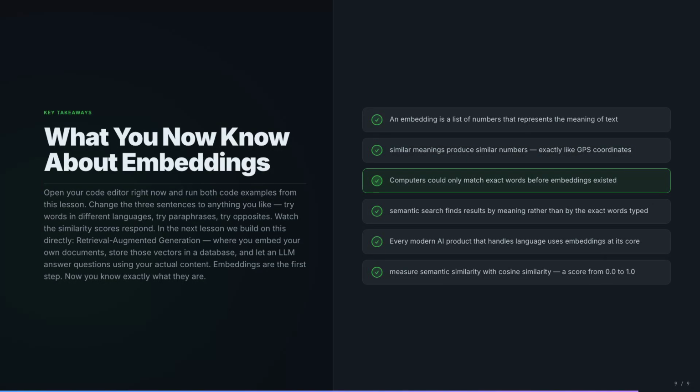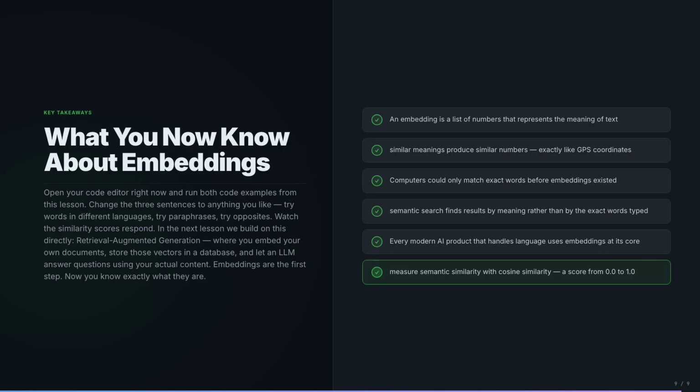Computers could only match exact words before embeddings existed. Semantic search, which finds results by meaning rather than by the exact words typed, is only possible because of the embedding idea. Every modern AI product that handles language uses embeddings at its core. Search engines, recommendation systems, document question answering, chatbot memory. You can generate embeddings with one API call and measure semantic similarity with cosine similarity, a score from 0.0 to 1.0 that tells you instantly how related two pieces of text are.